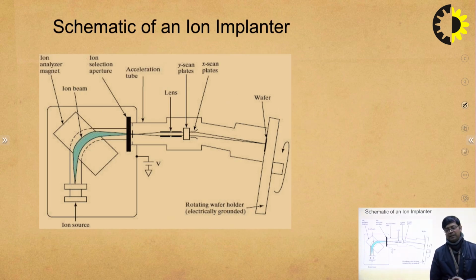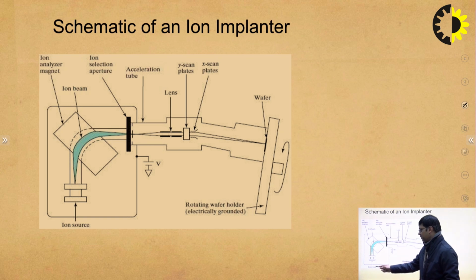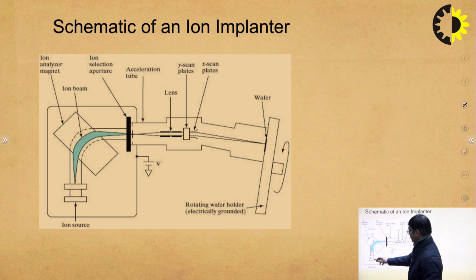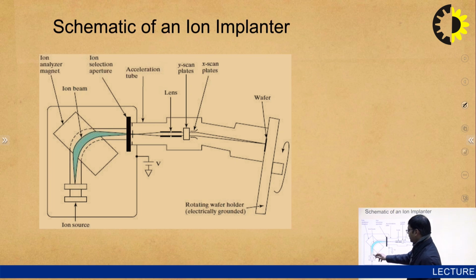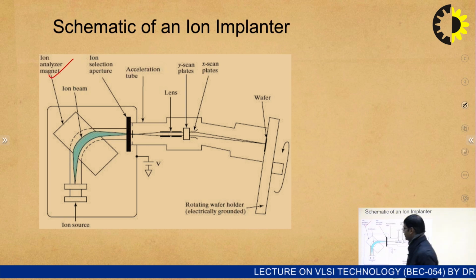Now let us discuss the schematic diagram of an ion implantation system. Here we can see, here we have an ion source. From here the ion source provides the desired dopant ions. These desired dopant ions move inside the magnet analyzer.